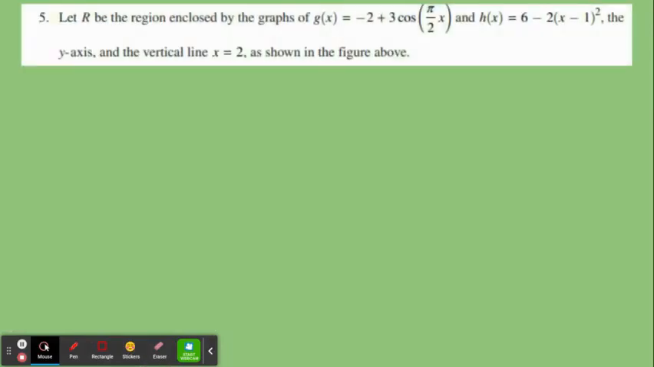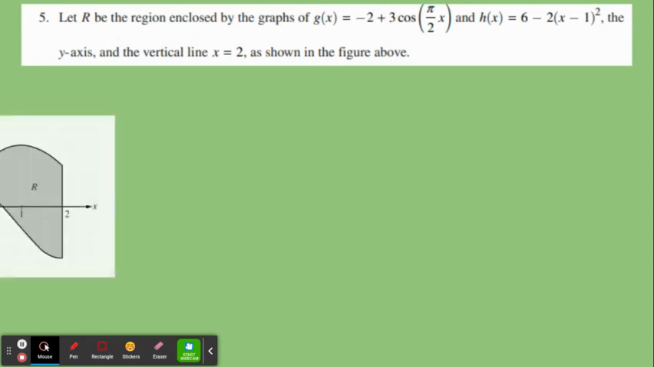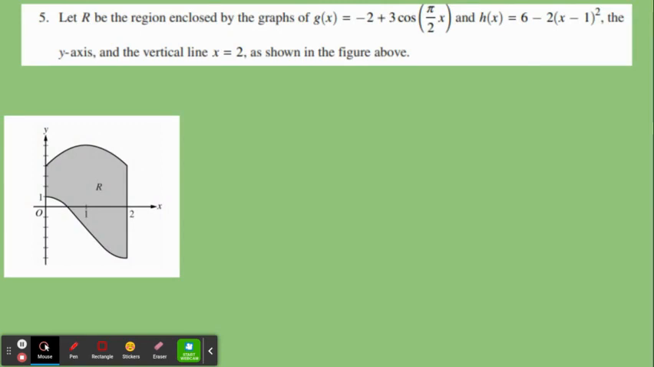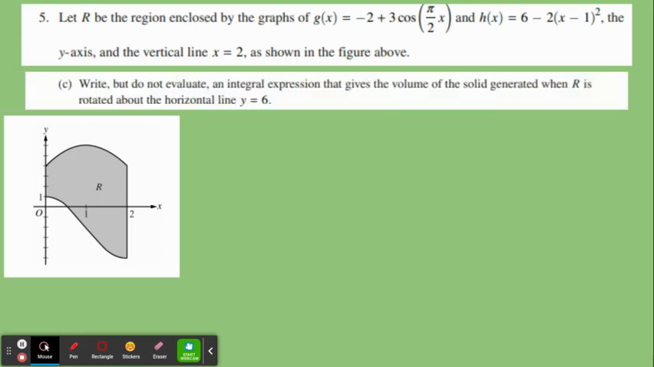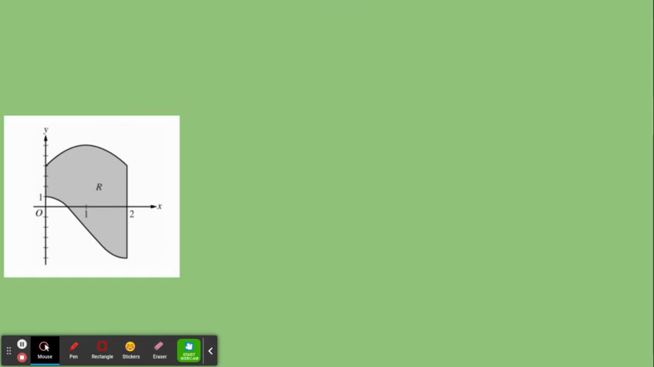Hey everyone, so today we're going to be going over FRQ number 5 from 2019. So as you can see, the prompt says, let R be the region enclosed by the graphs of g of x equals negative 2 plus 3 cosine of pi halves x, and h of x equals 6 minus 2 times the quantity x minus 1 squared, the y-axis, and the vertical line x equals 2 as shown in the figure below. In this case, we're going to be looking at part C, which asks us to write but not evaluate an integral expression that gives the volume of the solid generated when R is rotated about the horizontal line y equals 6. Now, that's a lot to look at, so I pulled out the important stuff.